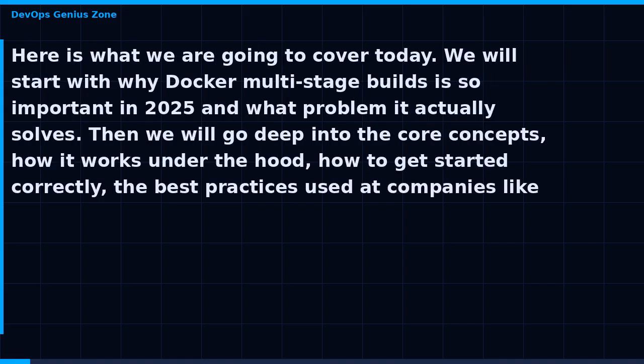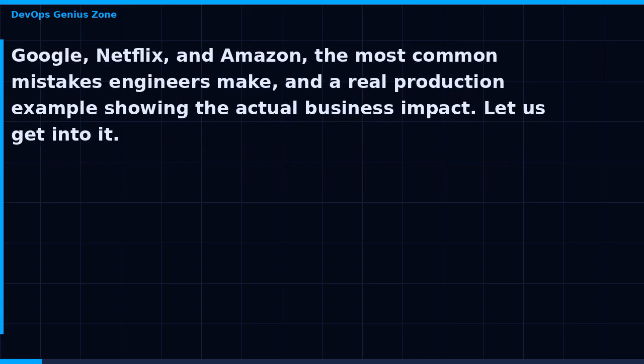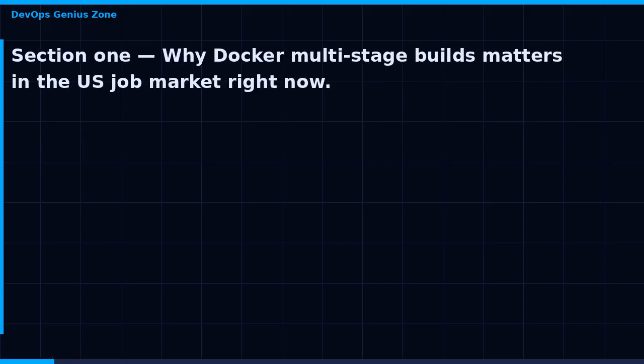Here is what we are going to cover today. We will start with why Docker multi-stage builds is so important in 2025 and what problem it actually solves. Then we will go deep into the core concepts, how it works under the hood, how to get started correctly, the best practices used at companies like Google, Netflix, and Amazon, the most common mistakes engineers make, and a real production example showing the actual business impact. Let us get into it.